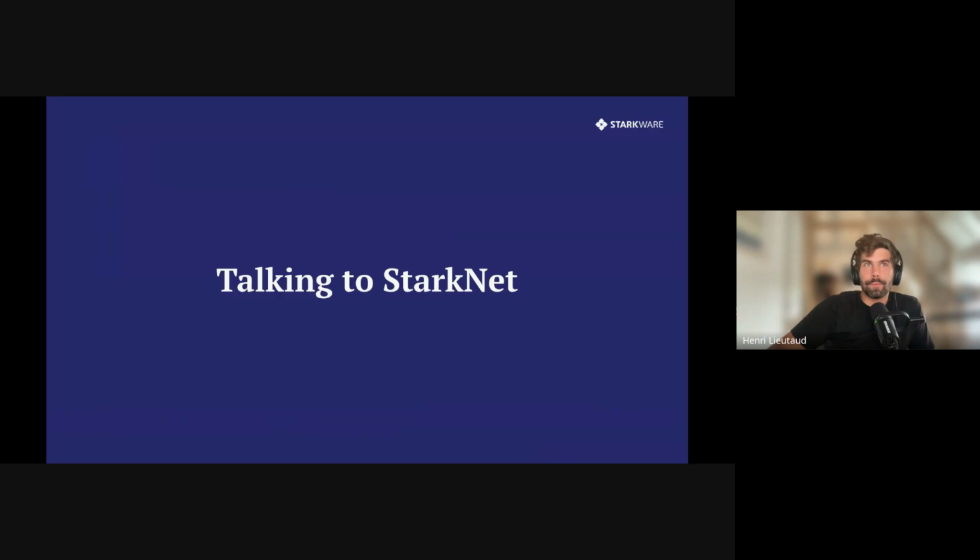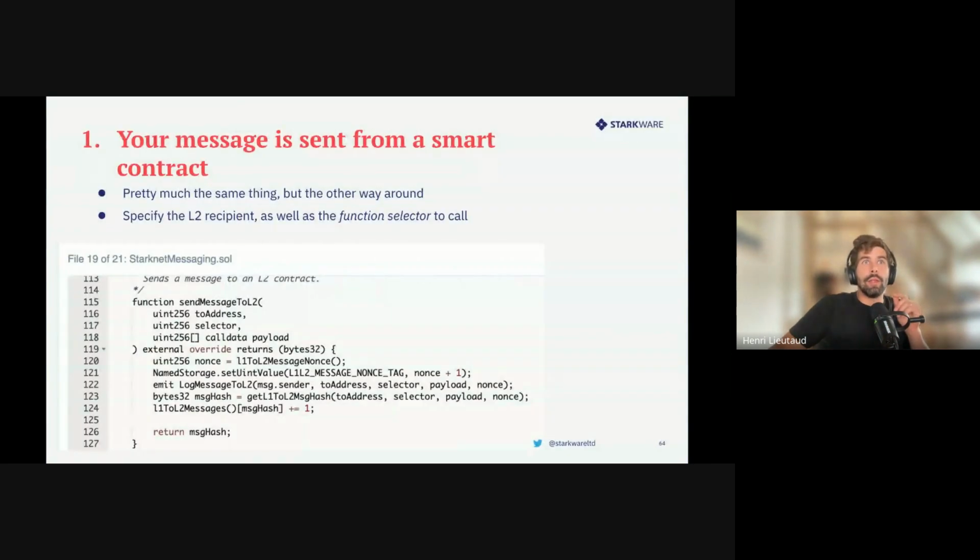Okay. Now let's see the opposite route. How do you talk to Starknet? How do you write an application on Ethereum that talks to Starknet? Here, actually, there is an API on the Starknet core contract that allows you to send a message to L2. It's basically an external function on a smart contract where you have sort of the same parameters: the to address, the selector, and the call data.